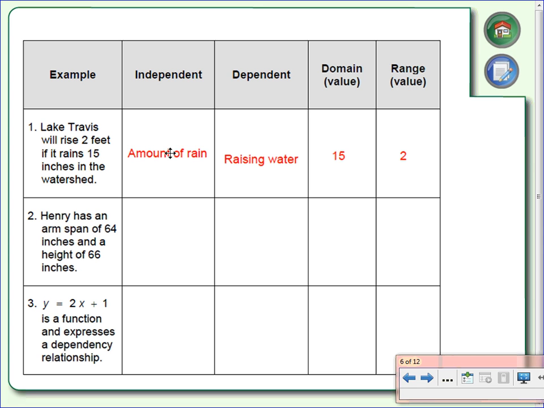The next one's a little bit trickier here because we said those could go either way. Number 2 says that Henry has an arm span of 64 inches and a height of 66 inches. So the independent can actually be either one of those. It could be the arm span or the height. Which means if either one of those can be the independent, same thing is true for the dependent. I can either have the height or the arm span be the dependent. They're interchangeable.